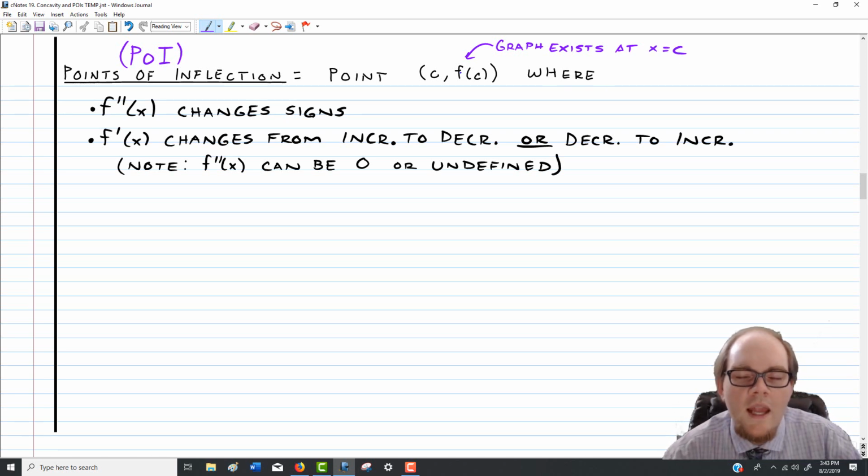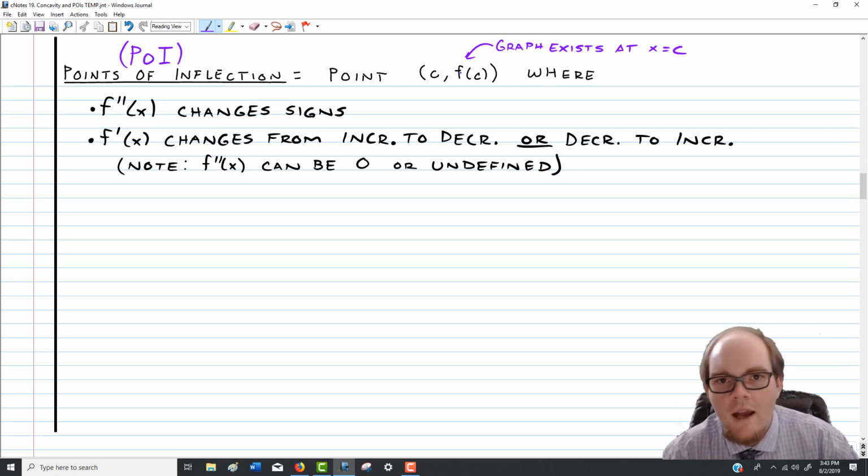And so what that means is you can't have a point of inflection at a vertical asymptote. If there's a vertical asymptote on your graph, there's no POI because there's no actual point there. That's just boundless growth at that moment, or as you approach that moment.